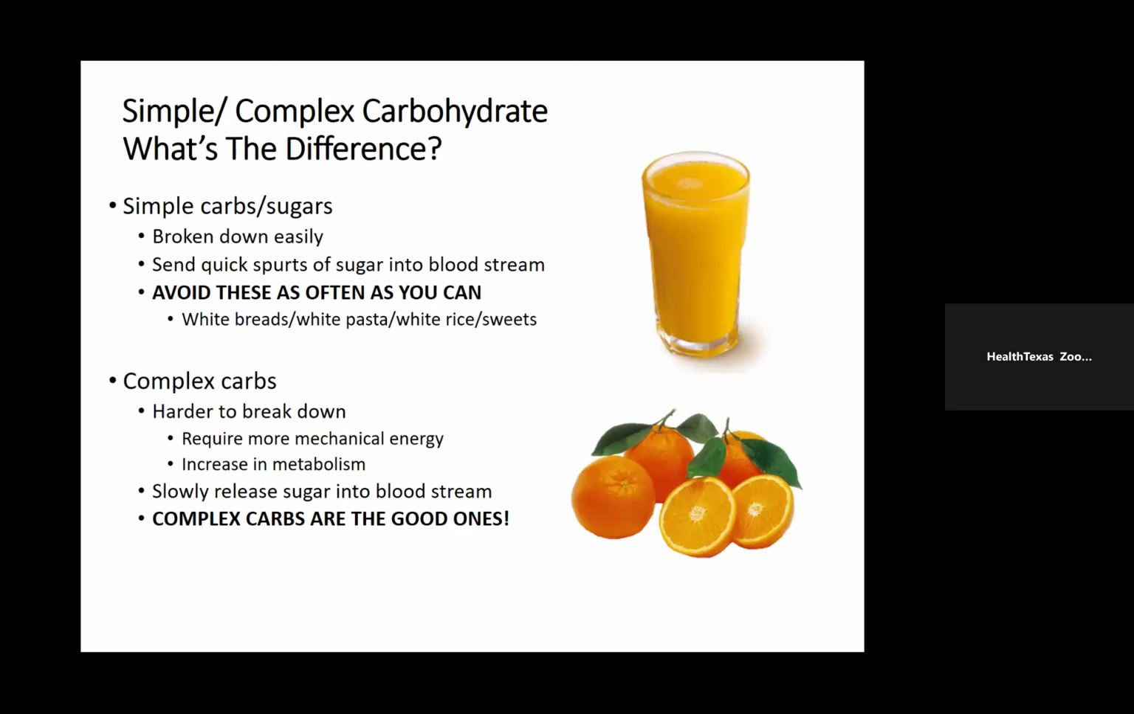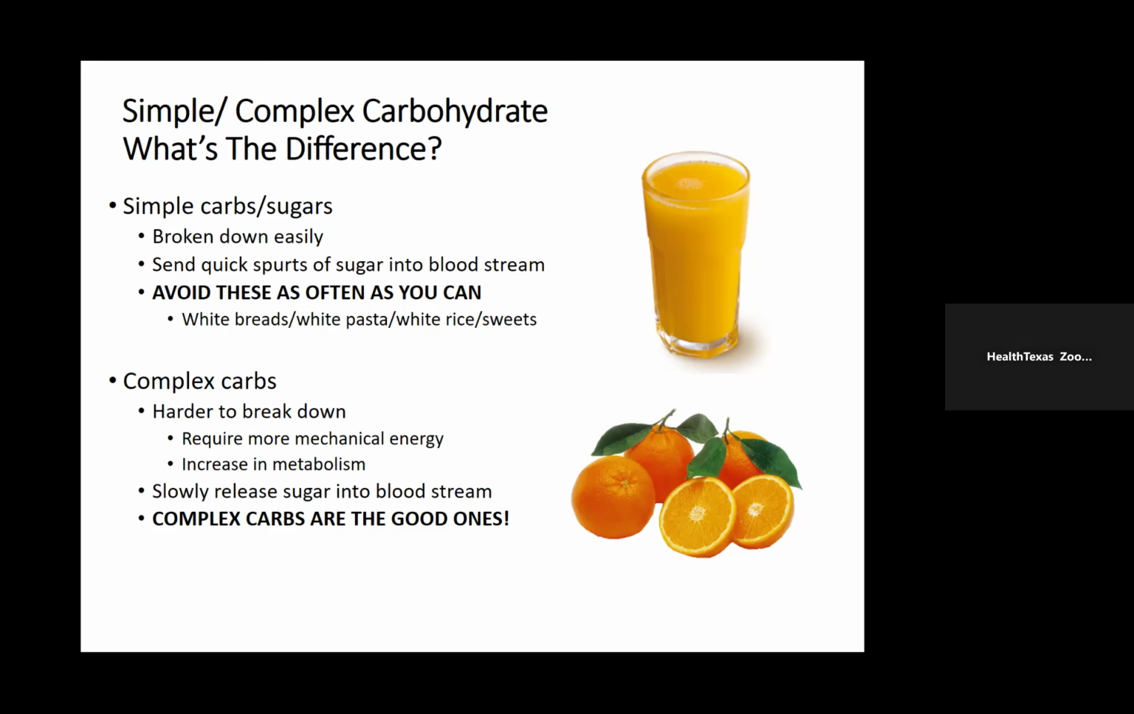So when we start talking about carbohydrate consumption, and I said that just about everything we eat has some amount of carbs in it, that's correct. But for us, what we want are our complex carbs, and what we want to avoid are our simple carbs. Simple carbs or simple sugars are broken down very easily and very quickly in the bloodstream, and they send spurts of sugar into the bloodstream immediately after consumption.